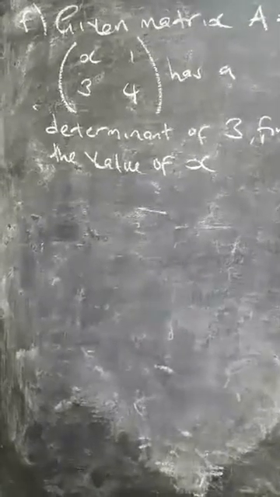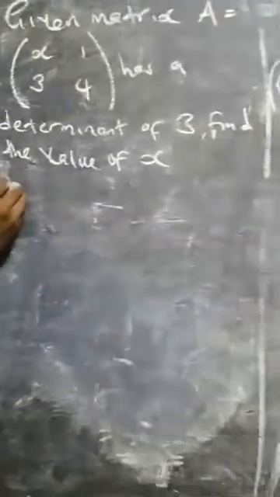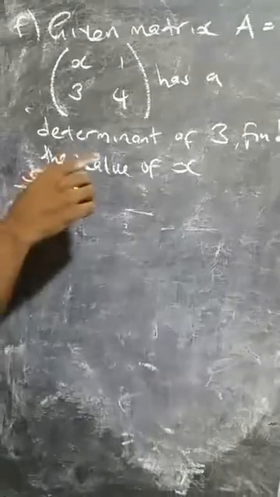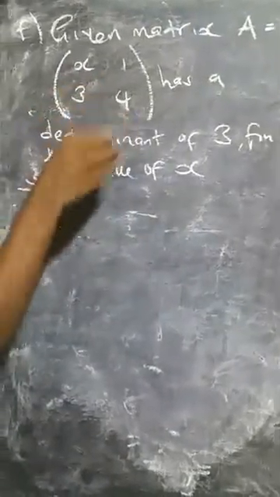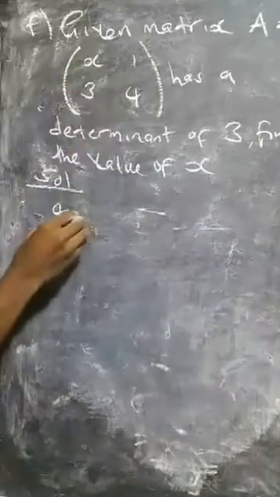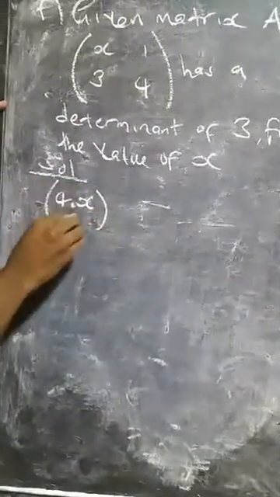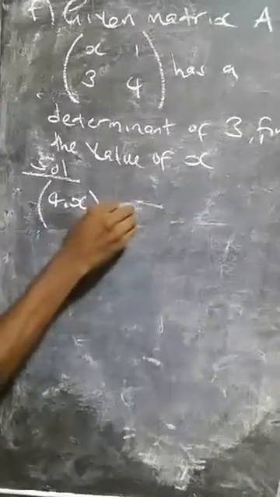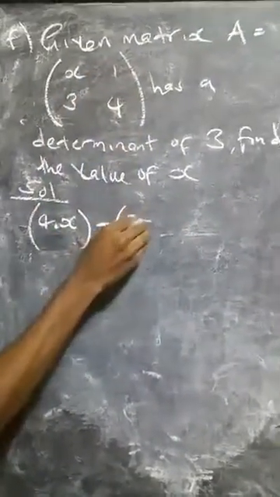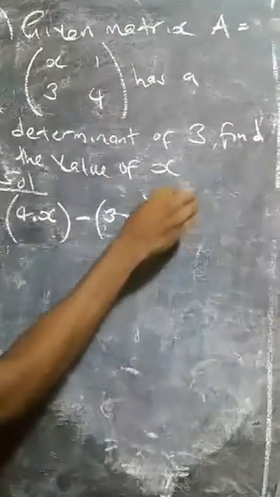So this is very simple. You might have a fraction or you might have a normal number. How you solve this is very simple. It's again the major diagonal. So it's 4 by x, I'll use a dot, 4 by x, then minus 3 by 1. The answer must equal what? 3.